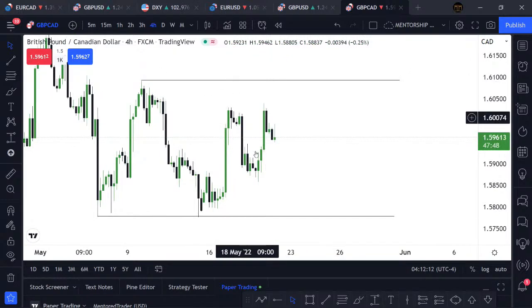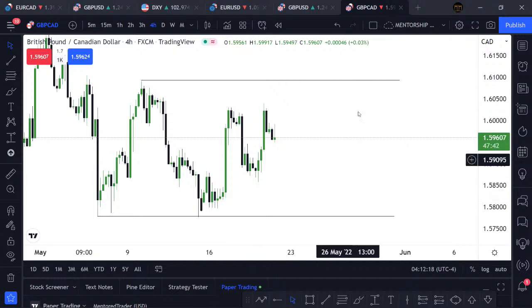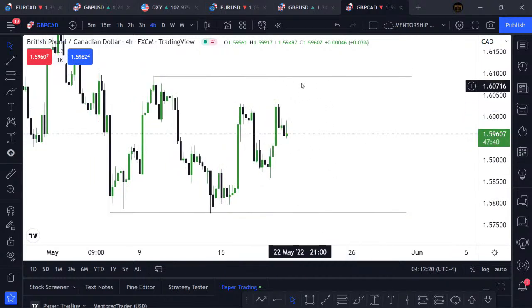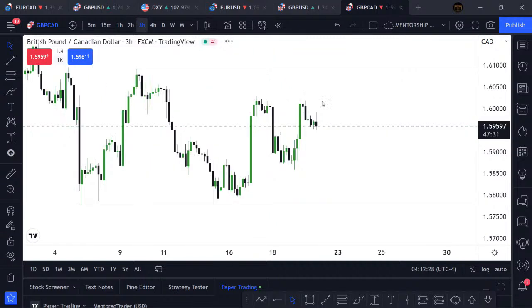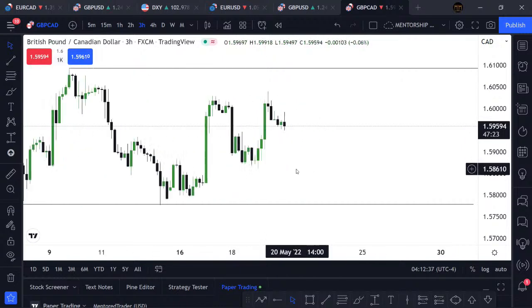So we shall actually see a consolidation here. This is what I'm expecting. Okay, consolidation on the 4-hour chart in this area. Let's see the 3-hour chart. Okay, swing high. We don't have a swing low yet. Okay, fine. We have this and that. On a 3-hour chart, I'll be looking at this and that.